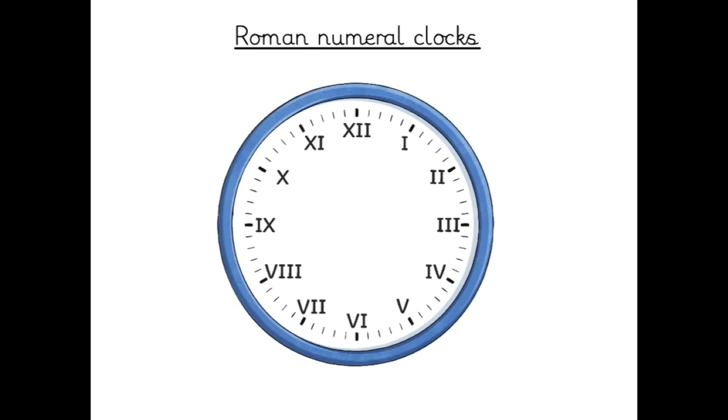Okay, so it might make it a little bit more confusing to tell what hour it is, but you have to remember that each of those ones is counting up in 1. So remember, the one that looks like an eye is 1, the one that looks like 2 eyes is 2, and it carries on all the way up to the XII, which is a 12.